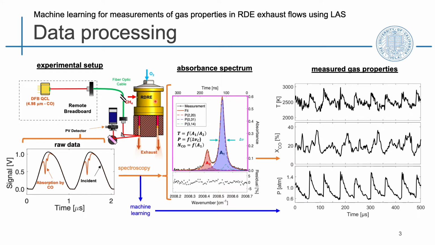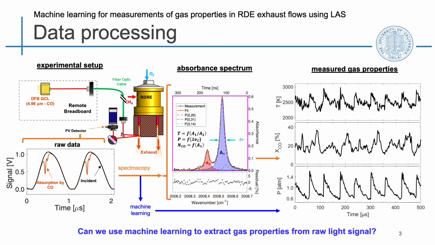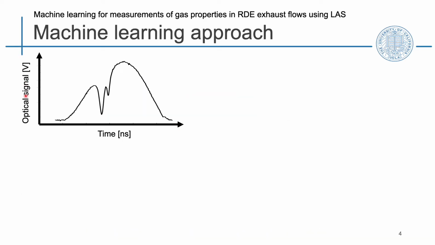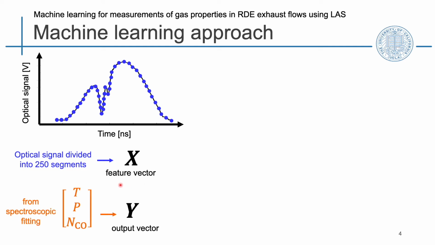Our goal in this work is to see if we can use machine learning instead of spectroscopic techniques to measure these gas properties from the raw optical signal. Our machine learning approach involves taking an optical signal from a single measurement period and dividing it up into 250 segments. These become our feature vector. We then take the temperature, pressure, and CO number density from the spectroscopic fitting associated with this measurement. This becomes the output associated with this input.